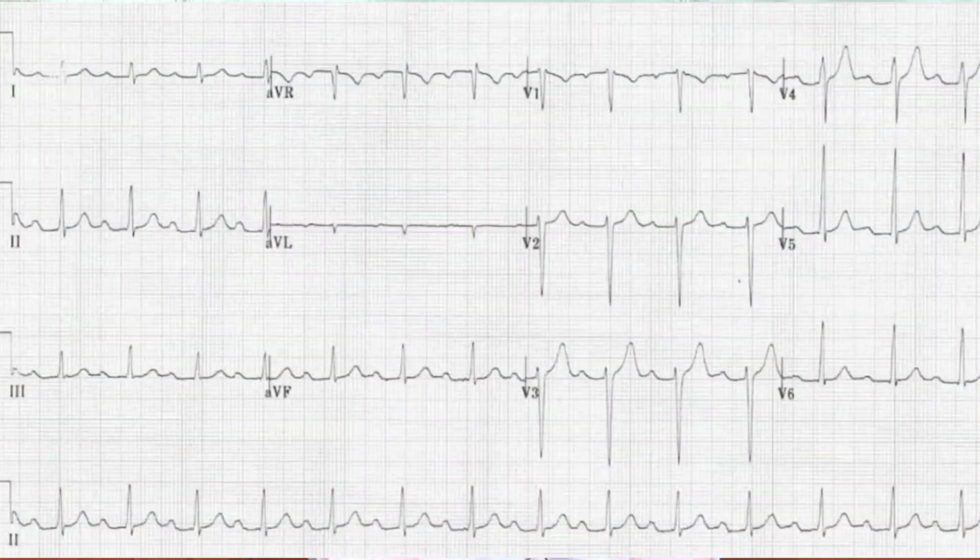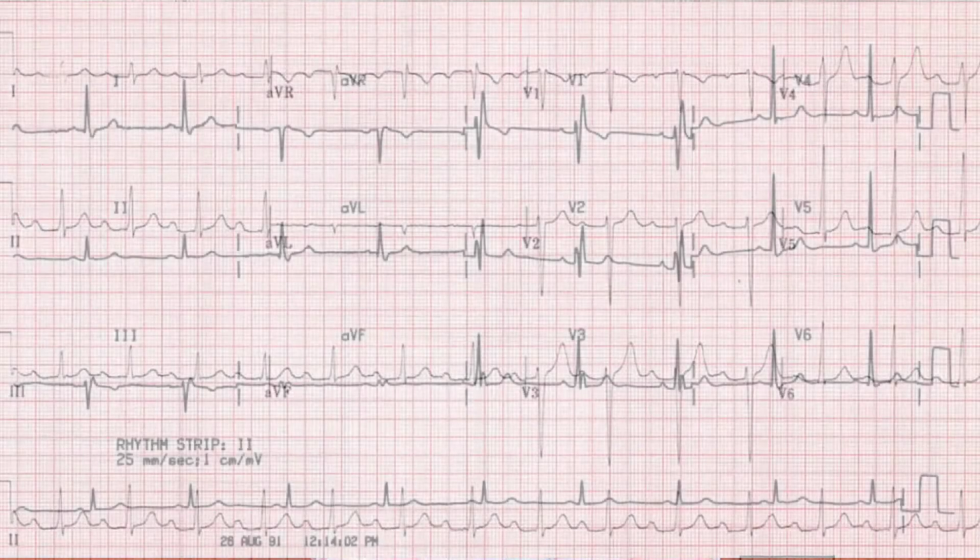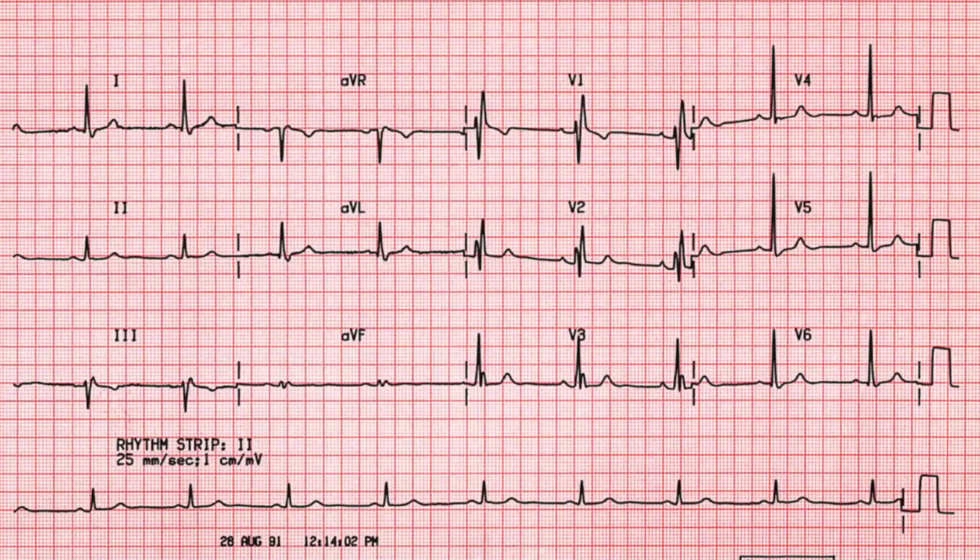Now we already discussed first degree heart block and RBBB. First degree heart block is a prolonged PR interval of more than 5 small squares in the ECG. You can make a diagnosis of first degree heart block. RBBB can be diagnosed with the RSR dash pattern in V1, V2.